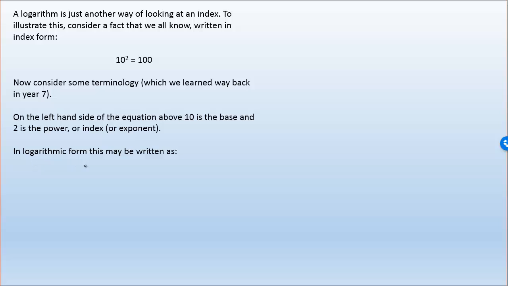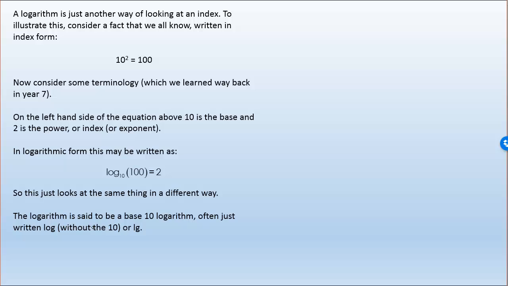In logarithmic form, this may be written as log to the base 10 of 100 is 2. So this just looks at the same thing in a different way. What it's saying is, if we have a base of 10 and we want to get 100, what power do we need? The power we need is 2.